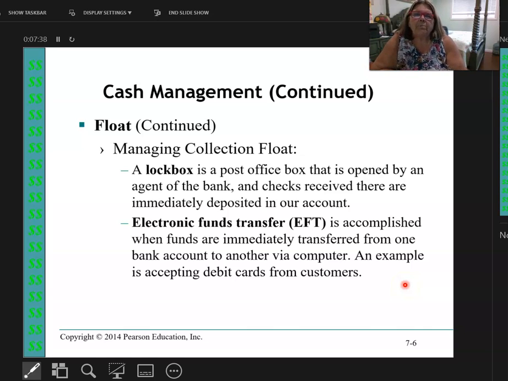So another way to manage my cash is to offer EFT, where money is simply paid directly into my account or vice versa. So if I accept debit cards from my customers, as soon as I swipe their debit card, I have the money available to me. So this is a good way to understand how to manage the cash for a business. Get the money in as quickly as possible and take as long as possible before it actually has to be spent.